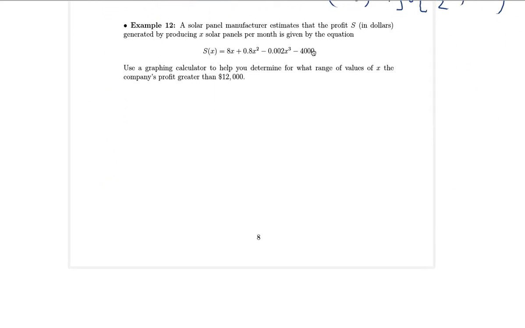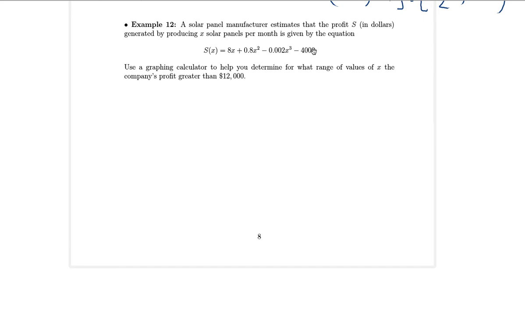All right, now the last problem here is just kind of an application problem. It says that a solar panel manufacturer estimates that the profit in dollars generated by producing x solar panels per month is given by this equation. It says use a graphing calculator to help you determine for what range of values x is the company's profit greater than 12,000. Okay, so if S of x gives us profit, we want to know when is that greater than or equal to, or I guess just greater than, right? That's all they said, greater than 12,000, right?